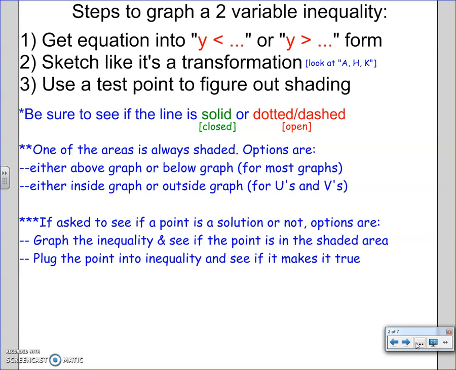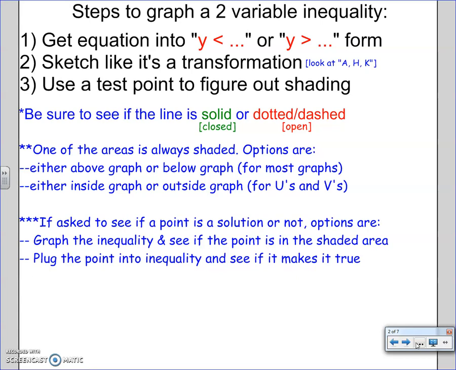For a line, there's a top area and bottom area, or sometimes you can say left area and right area. But for weirder shapes, like U's and V's, the parabolas and the absolute value, there's inside the V and outside the V.